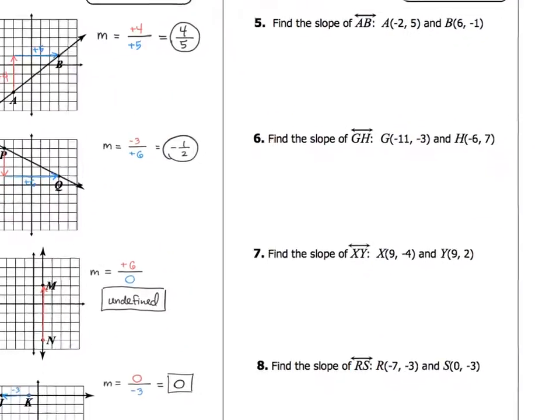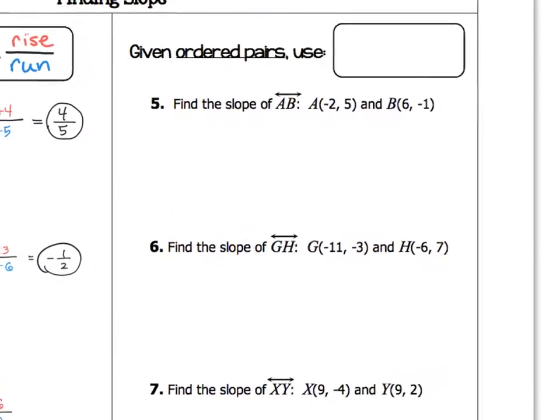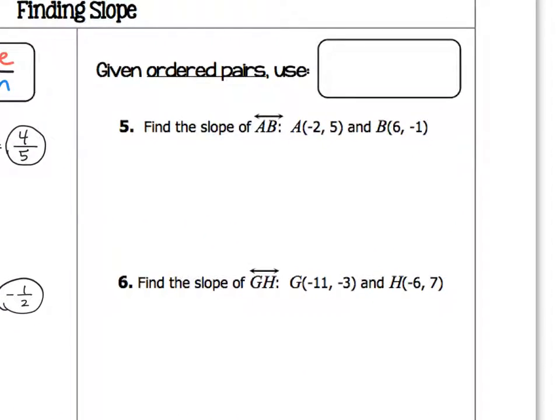We can also find slope if we know just 2 points on a line. So this is the way we find slope given ordered pairs. We use our slope formula. The slope formula is m equals y sub 2 minus y sub 1 divided by x sub 2 minus x sub 1. So that's the difference in the y coordinates divided by the difference in the x coordinates.